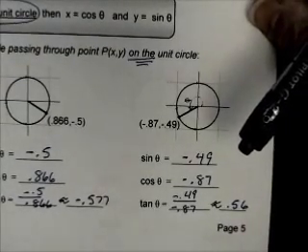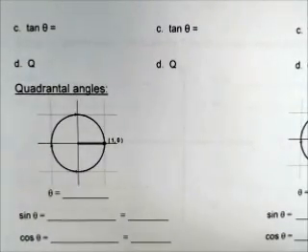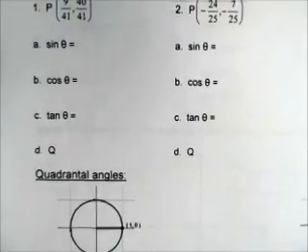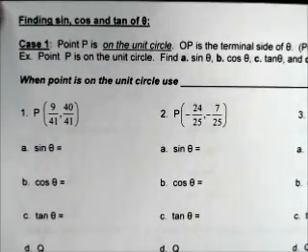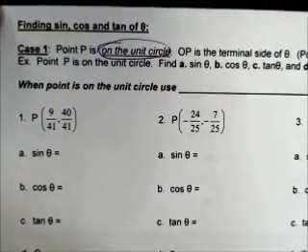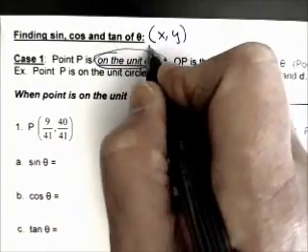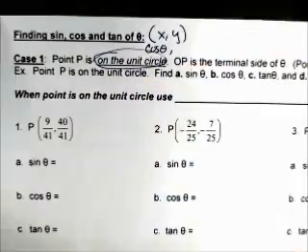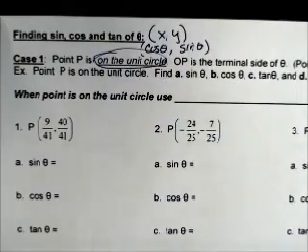So very important: if the point is on the unit circle, the x-coordinate is the cosine of the angle, and the y-coordinate is the sine of the angle. So finding sine, cosine, and tangent, case 1, point P is on the unit circle. Again, as long as it's on the unit circle, the x-coordinate of that point is equal to the cosine of the angle, and the y-coordinate is equal to the sine of the angle. OP is the terminal side of theta. Point O is the origin.